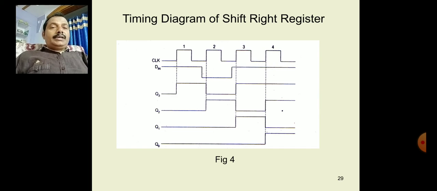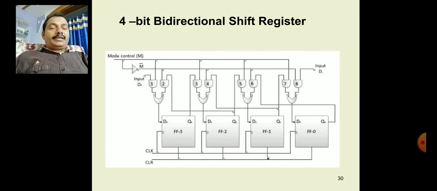Here the clock pulse is active edge; positive edge triggering type flip flops are taken into consideration. These are the inputs and the clock diagram, easily self-explanatory.